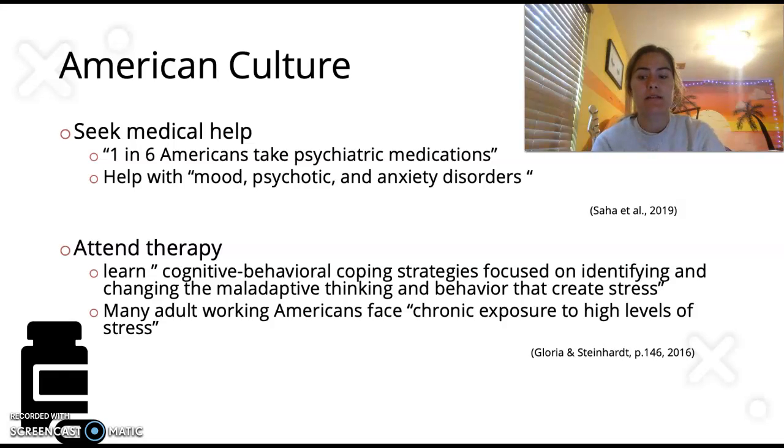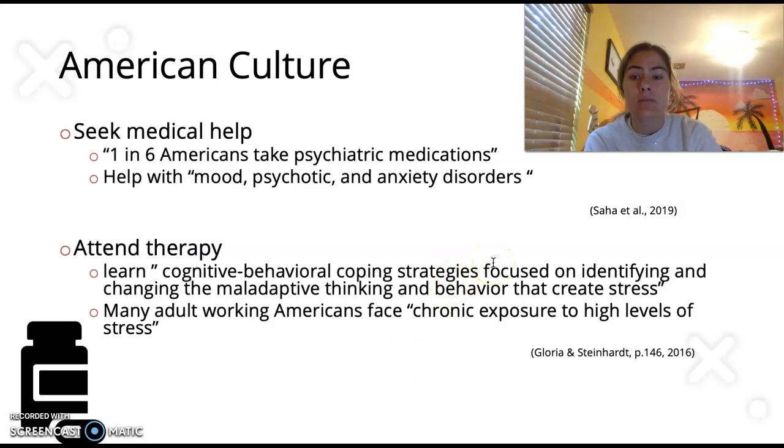So when we talk about American culture, over the years, Americans have been trying to reduce the negative stigma surrounding mental health and mental illness. Many Americans seek a medical professional's help when it comes to mental health rather than falling back on religion like the Native Americans do.